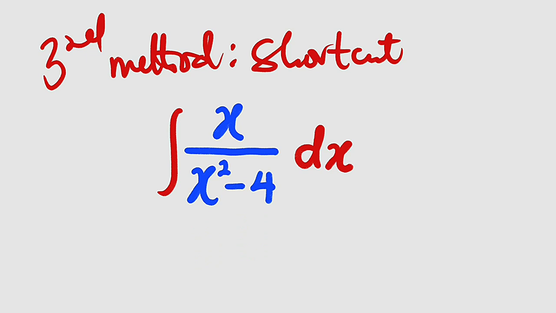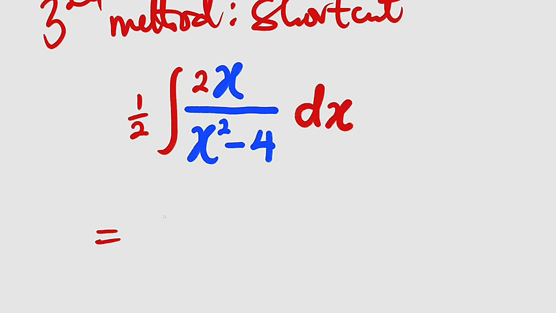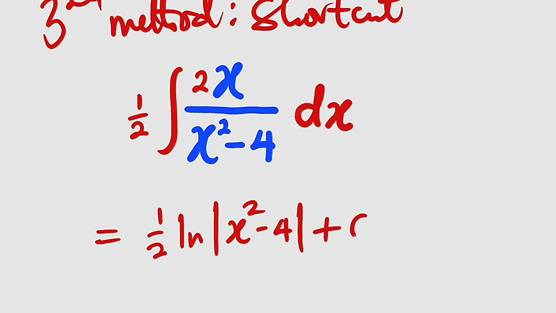But we can compensate. We can simply multiply this by 2. Because if you differentiate this, you have 2x. So we have 2x. But we have entirely changed the function. So to compensate, we have to multiply by 1 over 2. Now 1 over 2 times 2 is 1. So it's like we have not done anything yet. So this is equal to 1 over 2 multiplied by the natural log of the absolute value of the denominator, x squared minus 4, plus the constant of integration.